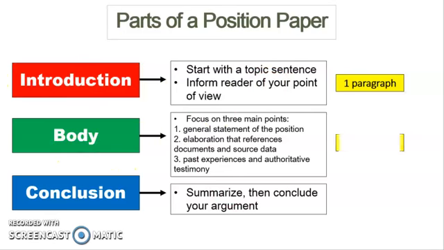As for the body, it explains that your position is still the best one, despite the strength of the counterarguments. The body of your position paper should be 3 paragraphs. Now, the conclusion summarizes your argument and restates your position. This should have at least 1 to 2 paragraphs. Since we already know the parts of a position paper, let us learn how to develop each part.